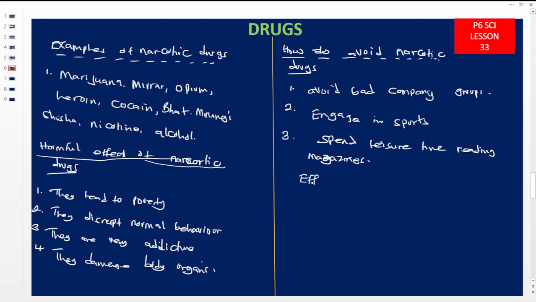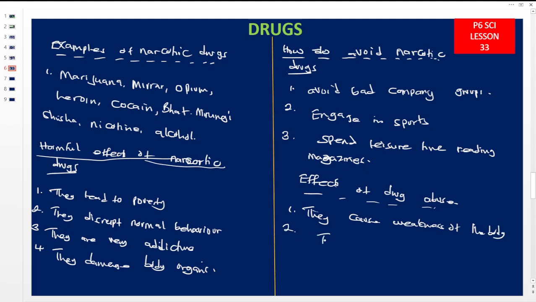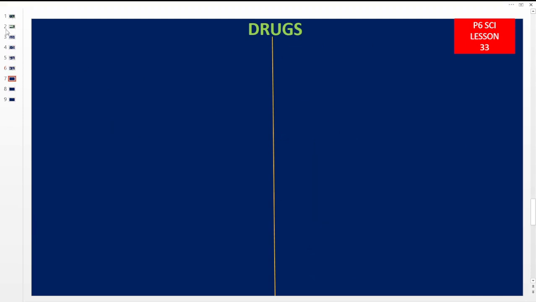Okay, so let us see effects of drug abuse. 1, they cause weakness of the body. 2, they cause brain damage. Then 3, they lead to loss of appetite. Okay, let us get another chalkboard here.